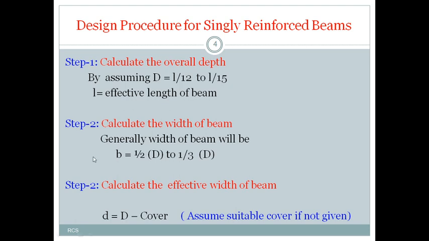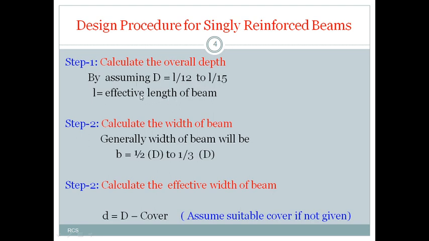Right? The first step would be the calculation of overall depth. Here this will be assumed, that is, d equal to L by 12 to L by 15. There are no fundamental thumb rules here. These values are based on the experience of designers. Generally this will be adopted like this, that is, L by 12 to L by 15. Here L is the effective length of the beam.